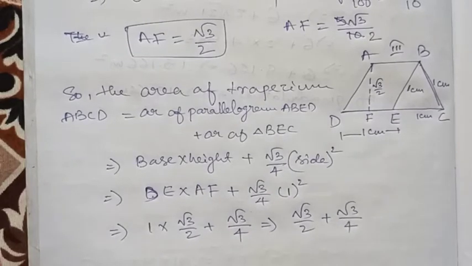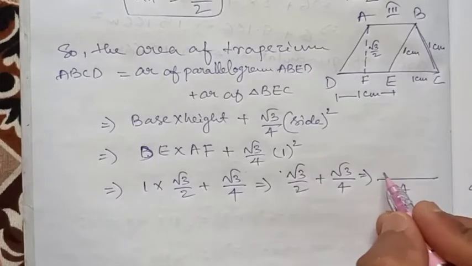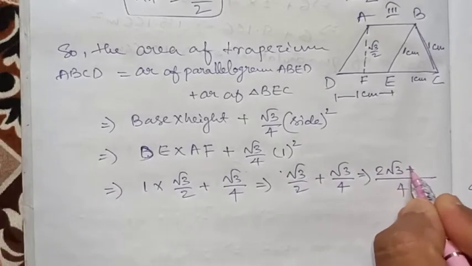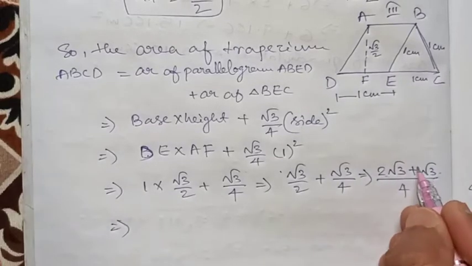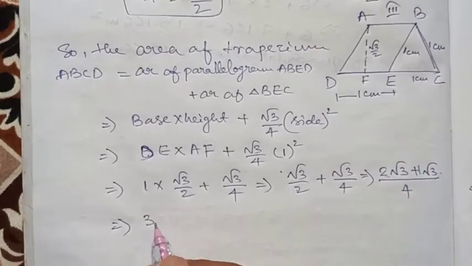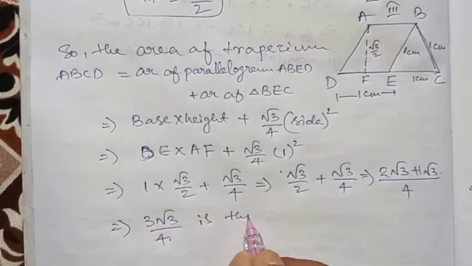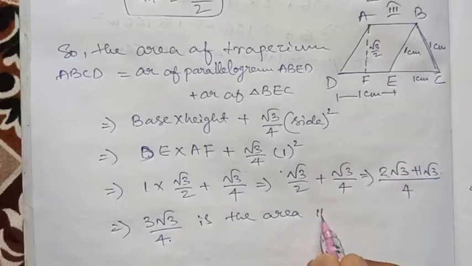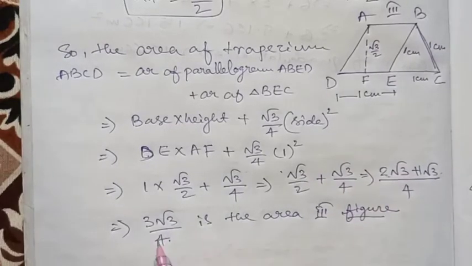Now LCM will be 4. So 2 2s are 4. That 2 we will multiply here. It will become 2 root 3 plus root 3. That is 2 root 3 plus root 3, 2 plus 1 is 3. Root 3 by 4 is the area of third figure. Okay, this is the area of the third figure.